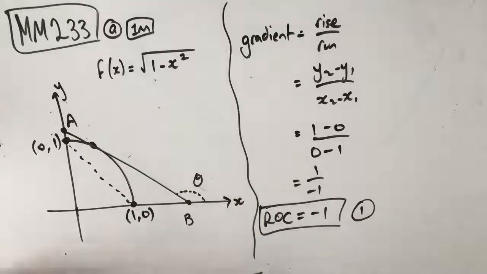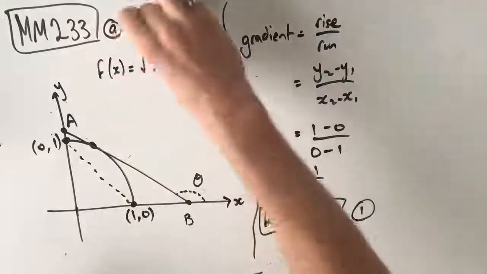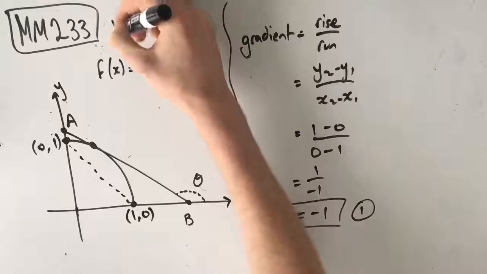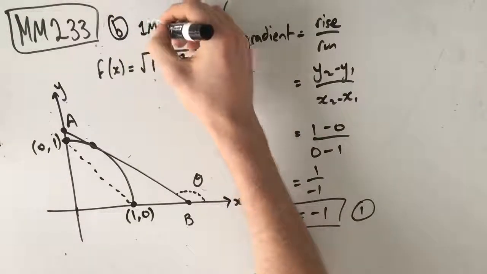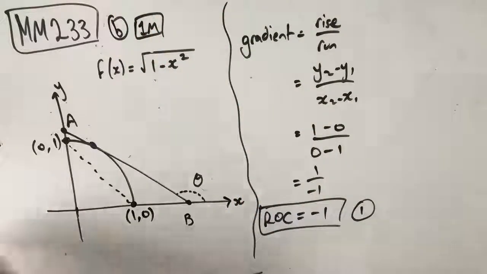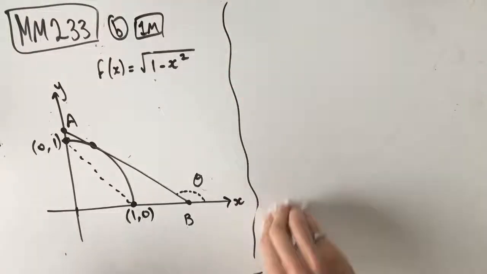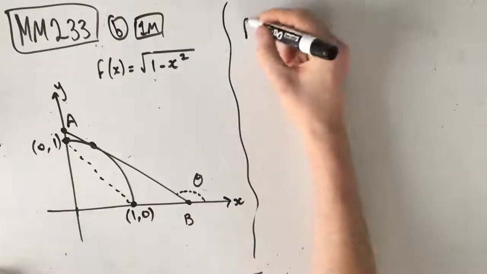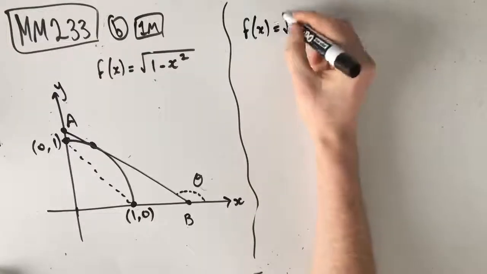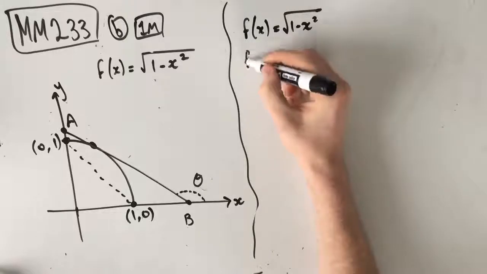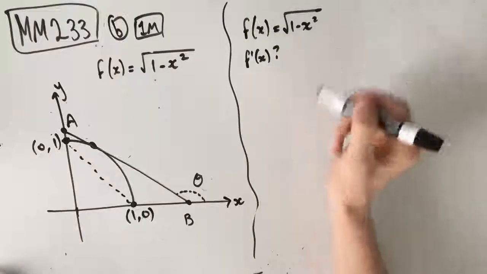So part B deals with our derivative function, okay? So this is just 1 mark. We're not allowed to use our CAS in this, so we're going to need to do this by hand. But let's get rid of this side. We can go from there. So I'm just going to rewrite what f of x is. So f of x is equal to root 1 take x squared. And we need to find our derivative function, f dash of x.